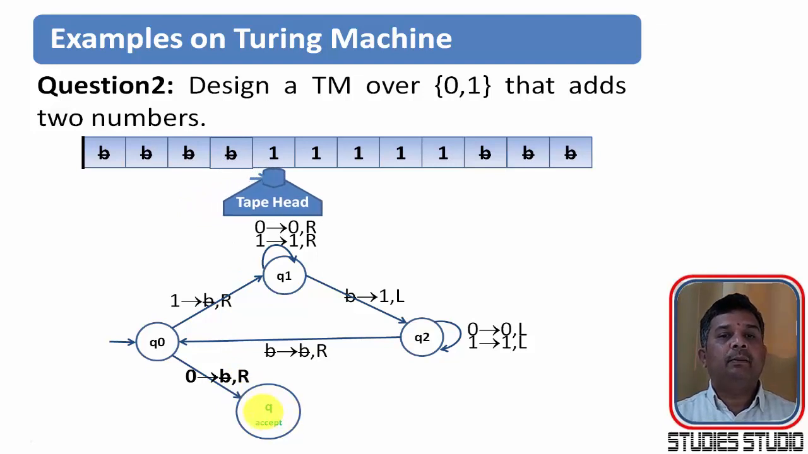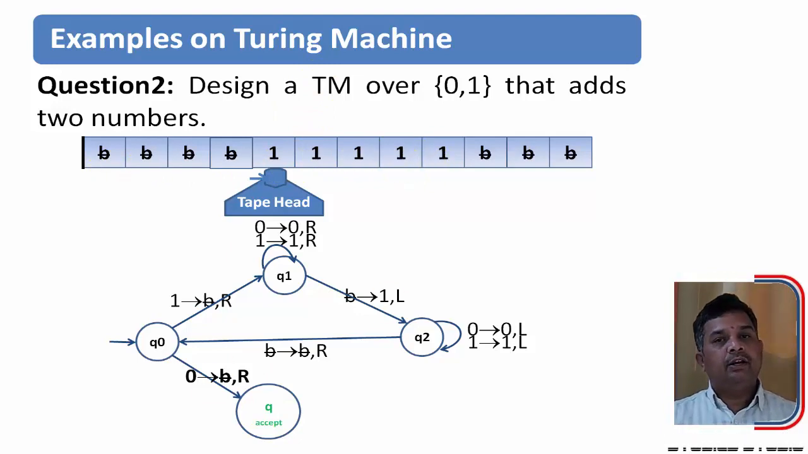Now you can see how many ones are there. There are 5 ones. So 3 plus 2 equals 5. This is how I am going to do addition in Turing machine.